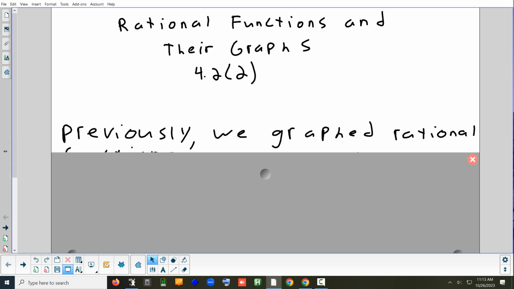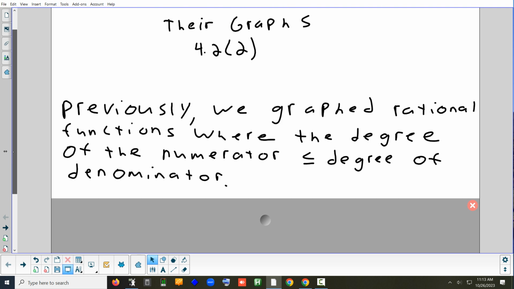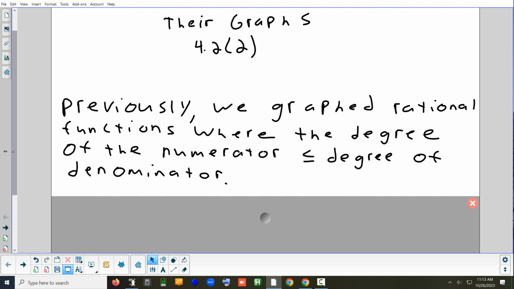All right, so we're going to finish up by looking at 4.2 Part 2. And yesterday, we looked at graphing problems where the degree in the top was less than or equal to the degree in the bottom. When you do that, you always get a horizontal asymptote. You either get a horizontal asymptote at 0 if the degree in the bottom is bigger, or you get a horizontal asymptote at the quotient of the coefficients if the degrees are equal.